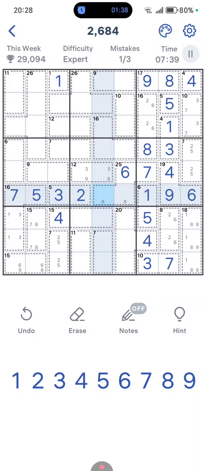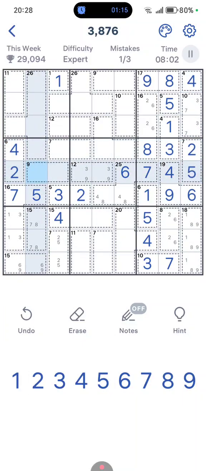And then what does that leave us here? That leaves us 4 and 8. What else? Okay, so if this is 5, this has to be 2 and 4. 5 over here. 2. Okay, excellent.